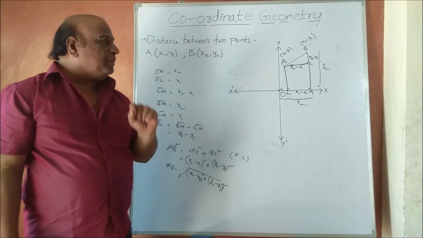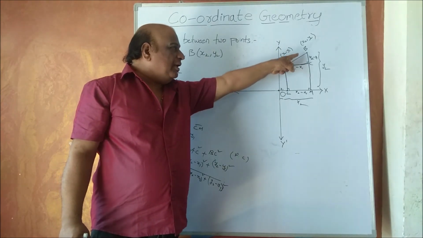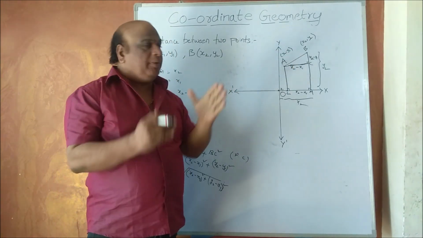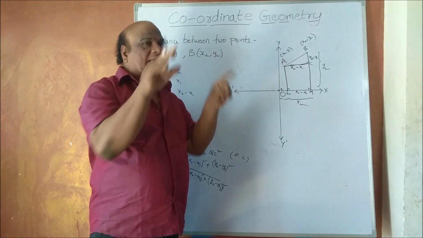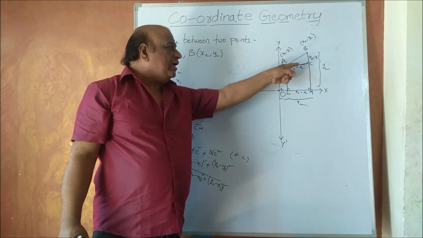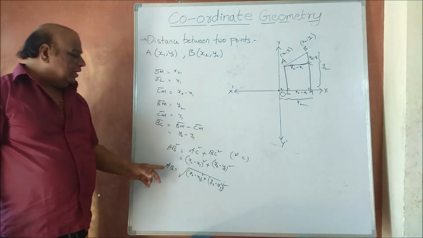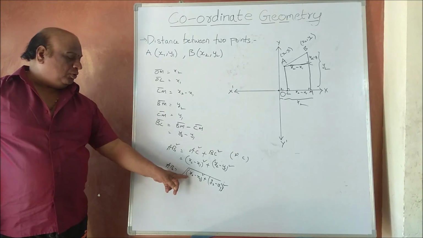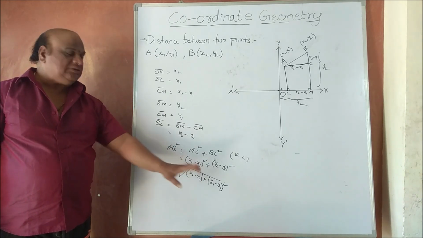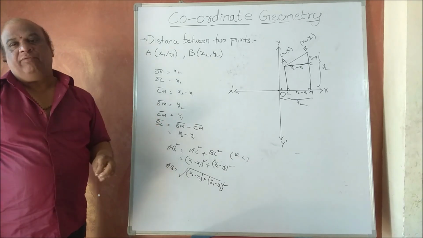Once again, I will explain. First, with the AB side we have to make a right angle triangle, and find the length of AC and BC. After that, by using the Pythagoras Theorem, AB is equal to root of x2 minus x1 whole square plus y2 minus y1 whole square. This is the distance between 2 points.